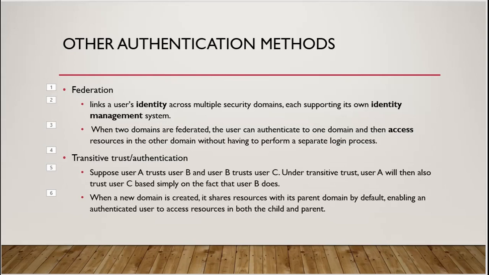Then we also have transitive trust or transitive authentication. With transitive authentication, basically it's saying if user A trusts user B and user B trusts user C, then automatically user A trusts user C. So with transitivity, we are looking at who trusts who, and based on that trust relationship, we can automatically allow people or entities that we don't even know, but who are trusted by other systems that we already know, to access our systems and domains. So these are some of the authentication methods that we can use.